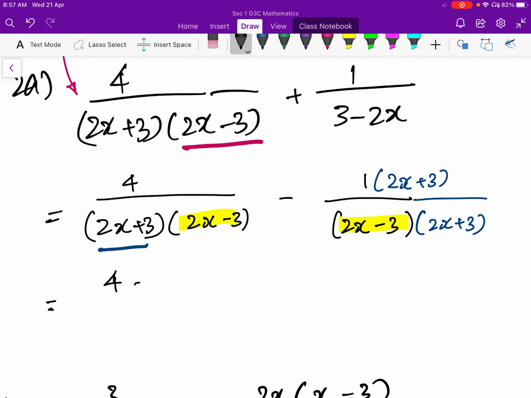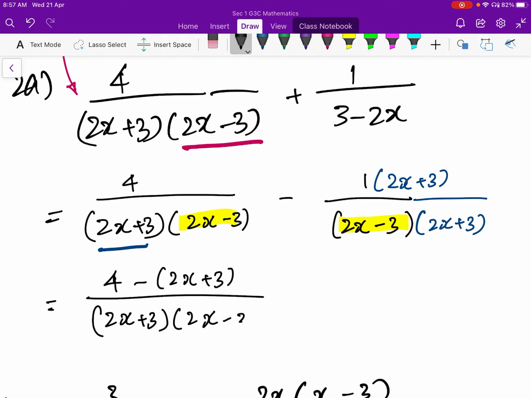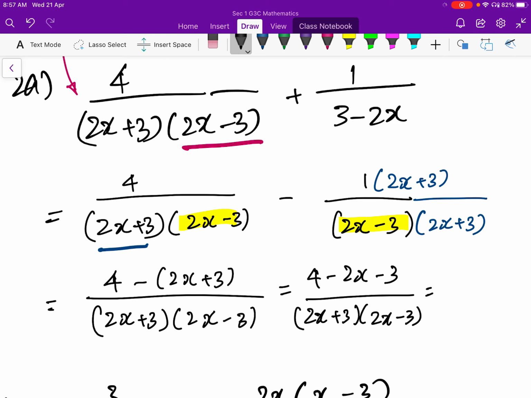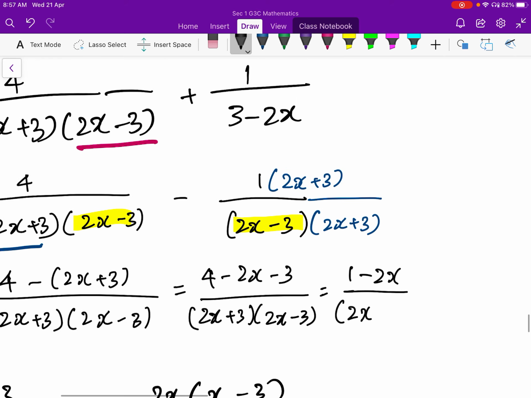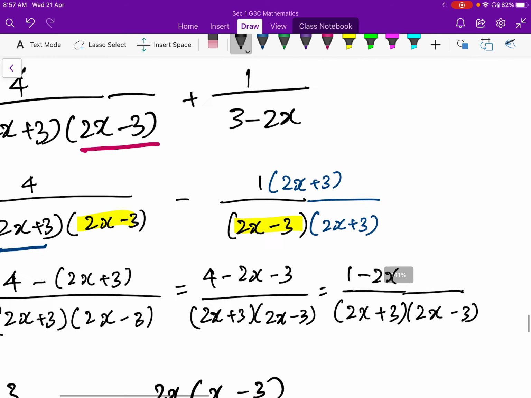So 4 minus 2x plus 3, 2x plus 3 over 2x plus 3, 2x minus 3. So in our numerator, now is the time to expand. 4 minus 2x minus 3, 2x plus 3, 2x minus 3. So 1 minus 2x. Okay, so this is the answer.